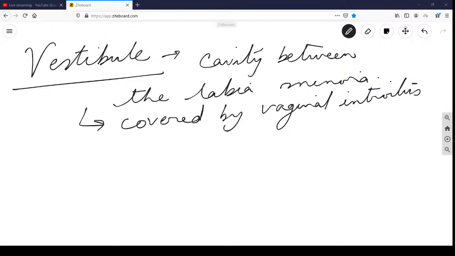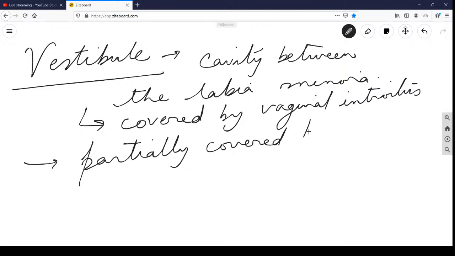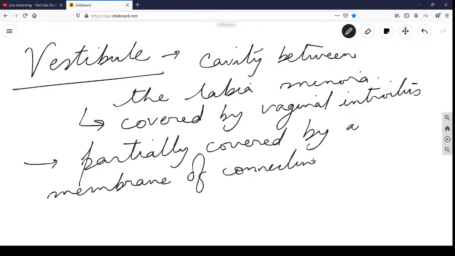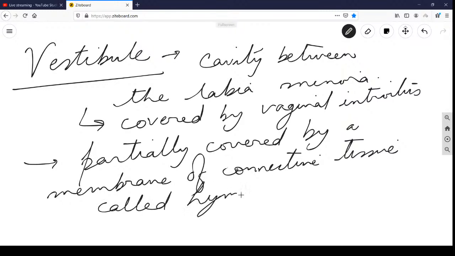by a membrane of connective tissue known as the hymen. The introitus is partially covered by a membrane of connective tissue called the hymen, in women who have not had coitus or are virgin.